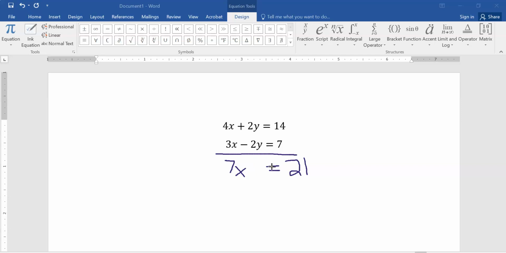The equal sign needs to be aligned. And then when I add 14 and 7, I get 21. Now notice what I've done. Since I've eliminated the terms with the y's, all I have is a single variable x. So I have 7x equals 21. I can divide both sides by 7 in order to solve for x. Now we get x equals 3. All right, so that's what's going on.